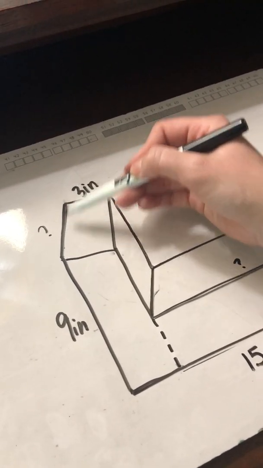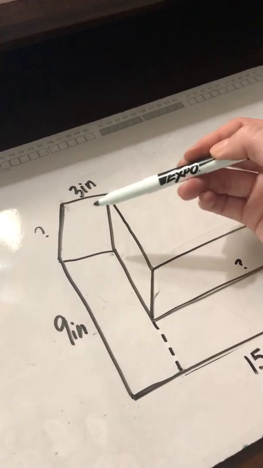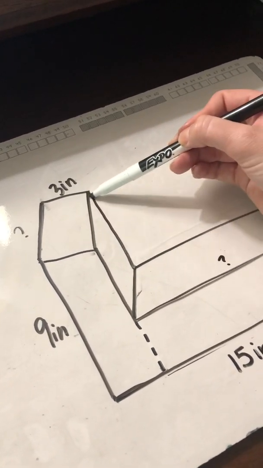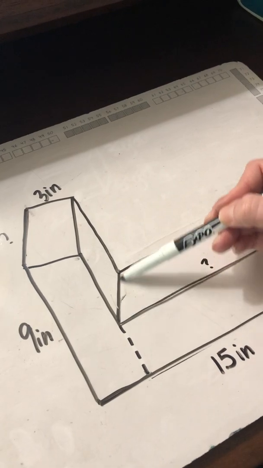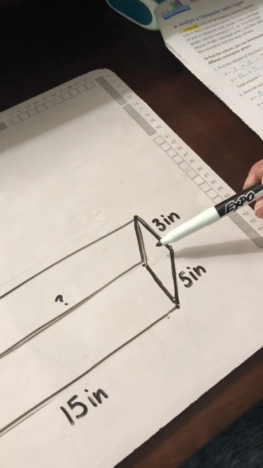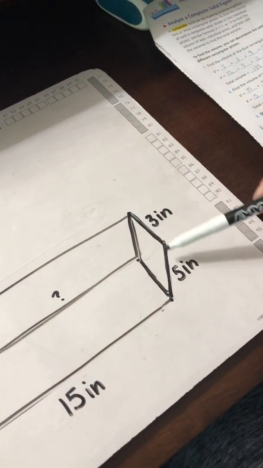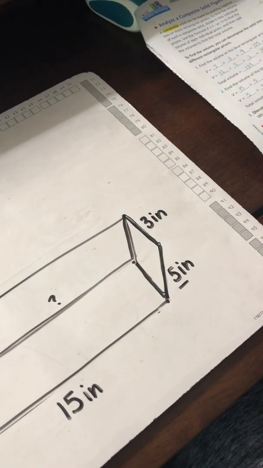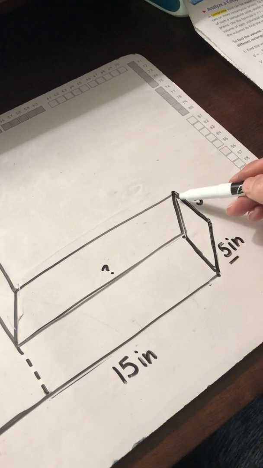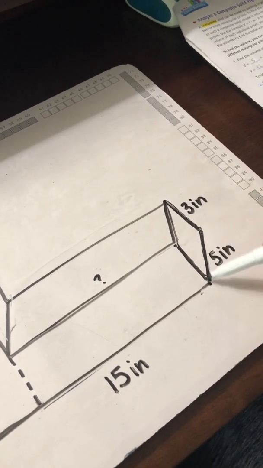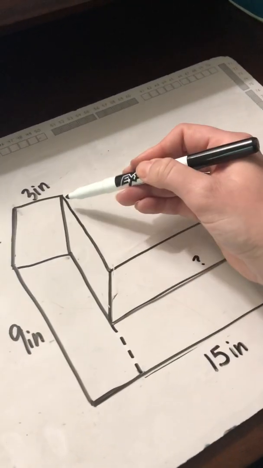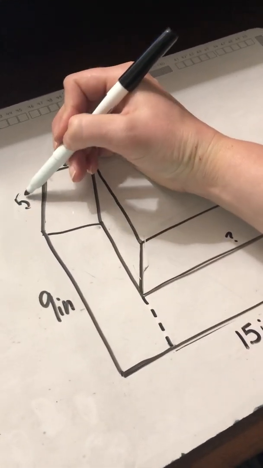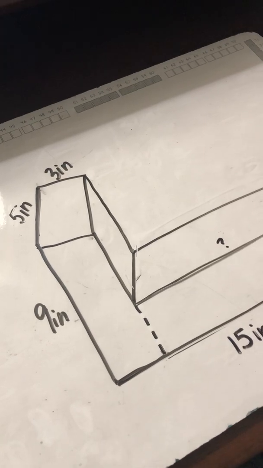I need to figure out what this width is, which I know that this length is the same as this length, which has to be the same as this length, which is also the same as this length, which is also the same as this length, which they gave to me. They said it was 5 inches. Since I'm dealing with all rectangles, the opposite side is always the exact same length. So this one's going to be pretty easy to find out. I know it's going to be 5 inches.